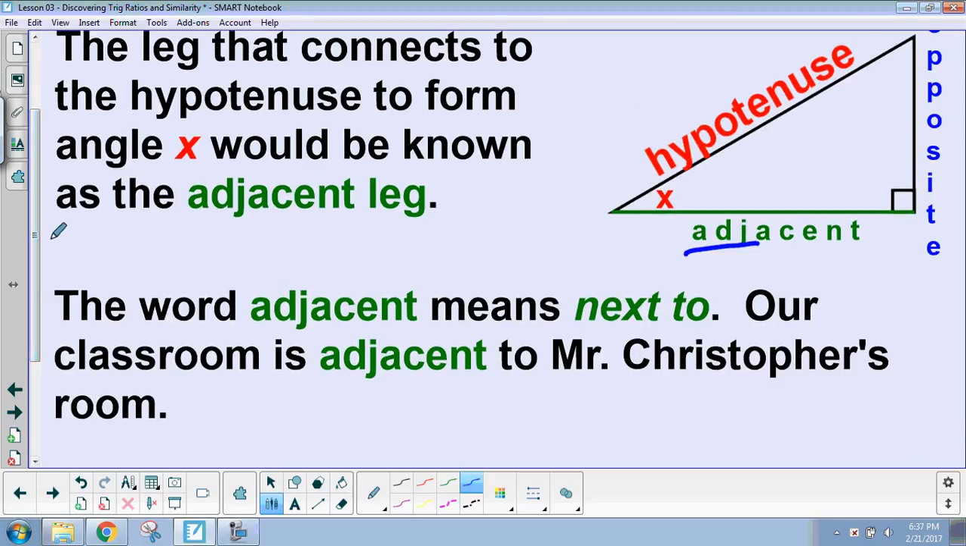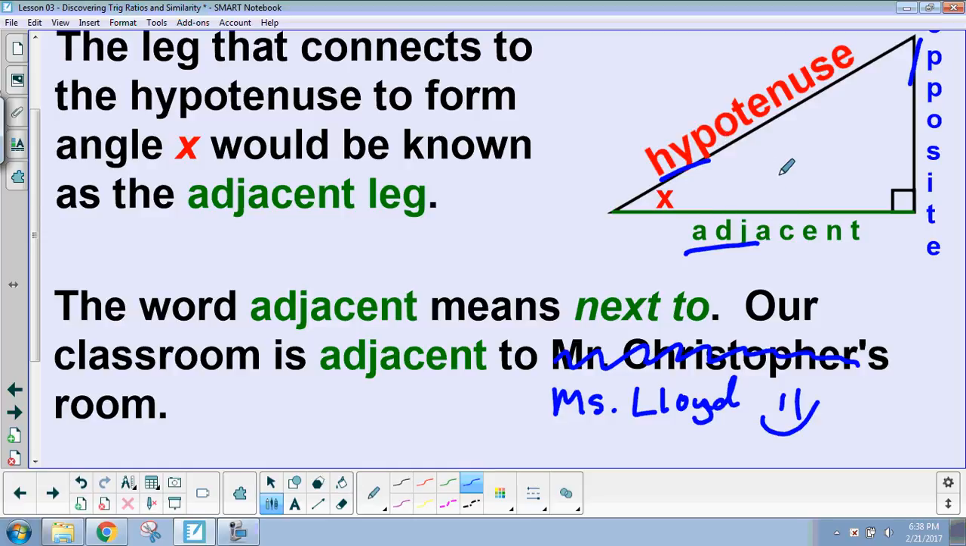Our classroom is adjacent to Mr. Christopher's room. Well, what I would write here, we're in Mr. Christopher's room. Miss Lloyd's room is adjacent to my room because it's right next to it. Or as I call her, Miss Lloyd. Oh boy.